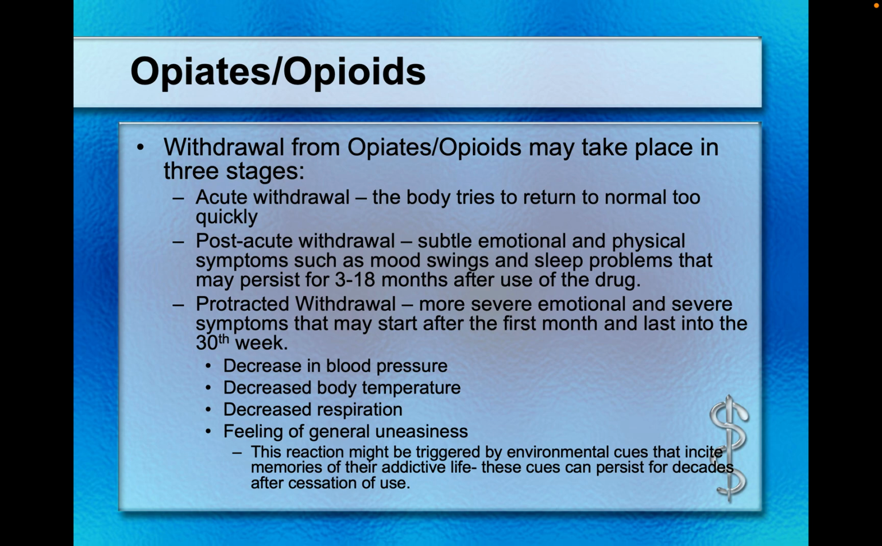Withdrawal from opioids may take place in 3 stages. The acute withdrawal, where the body tries to return to normal too quickly. The post-acute withdrawal, subtle emotional and physical symptoms such as mood swings and sleep problems that may persist for 3 to 18 months after use of the drug. And the protracted withdrawal, more severe emotional and physical symptoms that may start after the first month and last into the 30th week. Now, this is a problem. All of these are problems, the withdrawal from opioids.